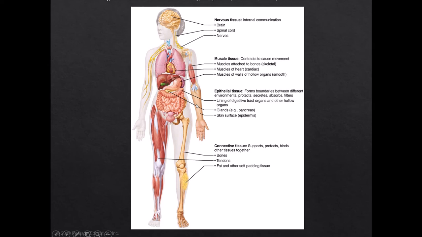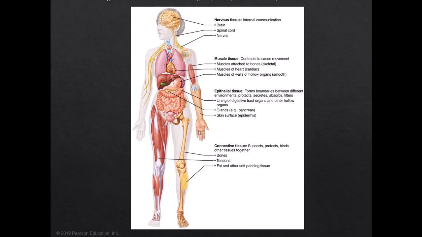Then we have all kinds of epithelial tissues, the boundary tissue, which does a lot of absorption and secretion. Anything moving into or out of the body has to pass through an epithelial tissue, so it's lining all of those hollow organs. Glandular tissues like the pancreas, secretory tissues, and of course our skin. The epidermis part of our skin is an epithelial tissue.